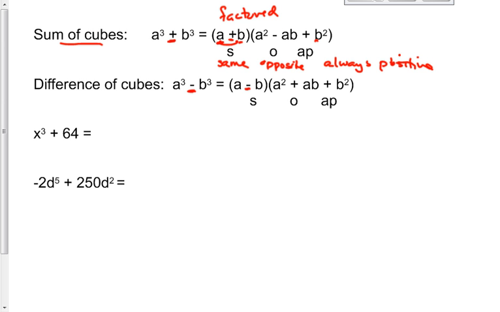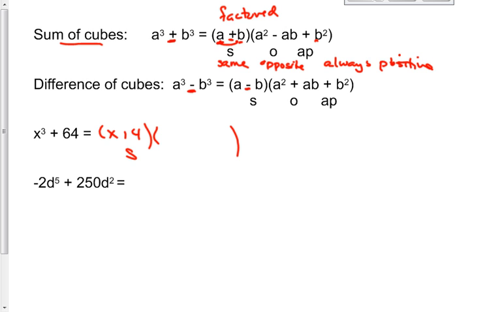x to the third plus 64. Here's where you also want to be able to recognize your flashcard numbers. x to the third obviously comes from x, but you need to know what 64 comes from as a perfect cube. Hopefully we're remembering those enough now that this comes from 4. Same sign in the front, S, same, plus, plus.